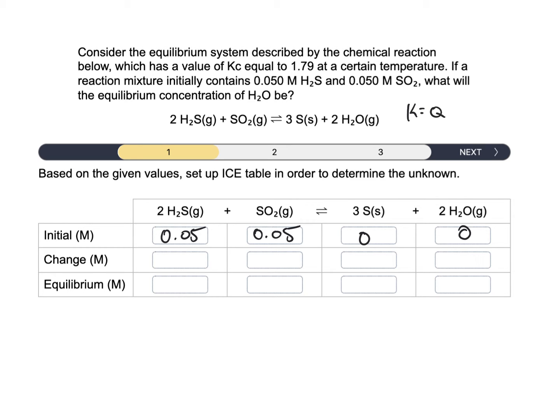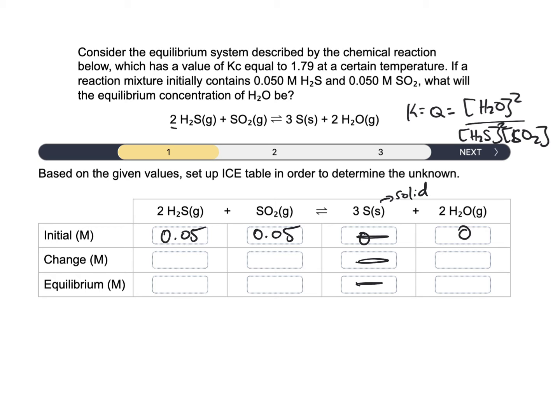K equals Q is equal to, in this case, H2O squared over H2S times SO2, and H2S has a coefficient of 2, so it's squared. Now, S is a solid, so remember, there's no molarity of S, so maybe I'll just put dashes in for S again because it's a solid. It doesn't have a variable concentration.